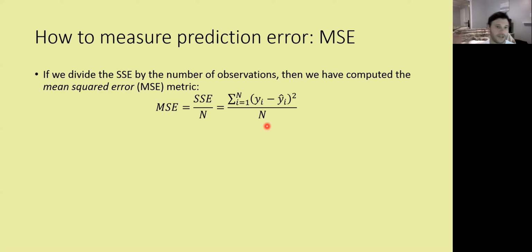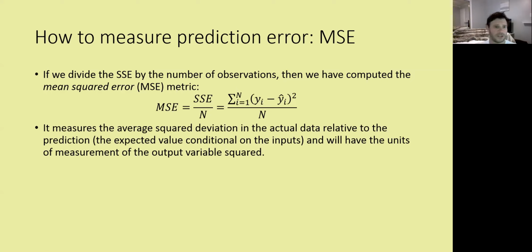So if we had used the SSE measure as our cost function, or we had used the MSE measure as our cost function, we would get the same parameter values for beta at the end of the day. So this measurement has a little bit different interpretation. It is measuring the average squared deviation in the actual data relative to the predictions. We're looking at the expected value conditional on the inputs, which again is what y hat is. And this measure will have units of measurement of the output variable squared.